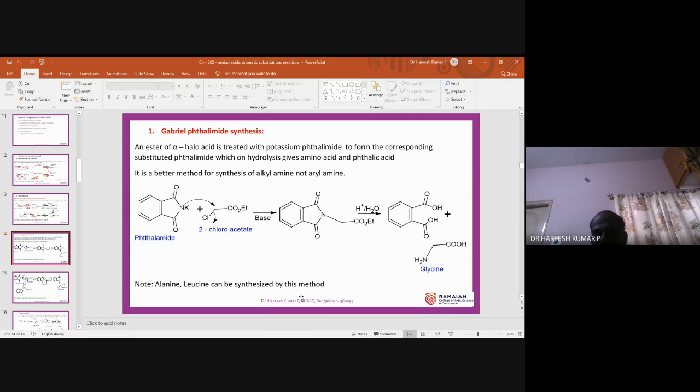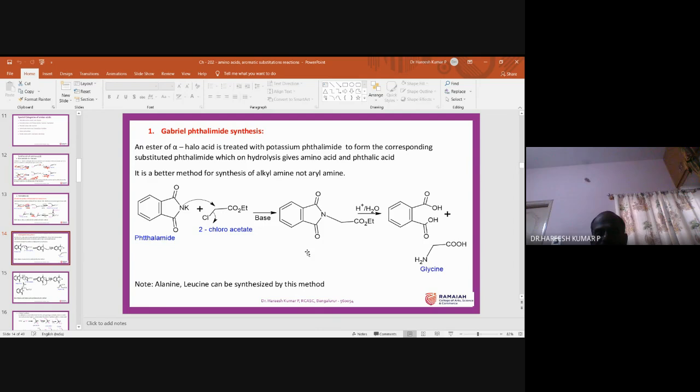Okay, primary amines. It's also a good method for the preparation of amino acids. So here, what is involved? A phthalimide is treated with halo esters, forming a compound, and the obtained compound on hydrolysis gives an amino acid. If we are taking a 2-chloroethyl acetate as the electrophile, substituted one, hydrolysis means breakage here, breakage here. So this carbon is converted to COOH, this carbon to COOH, this nitrogen to NH2.